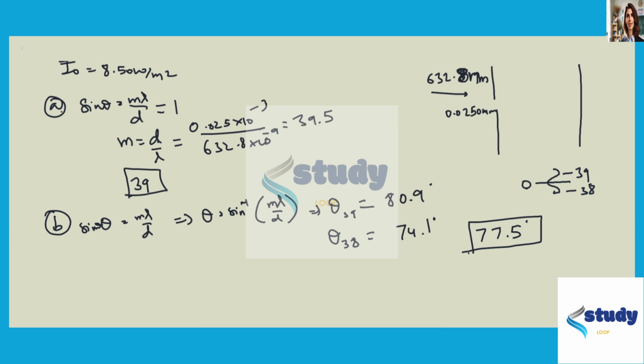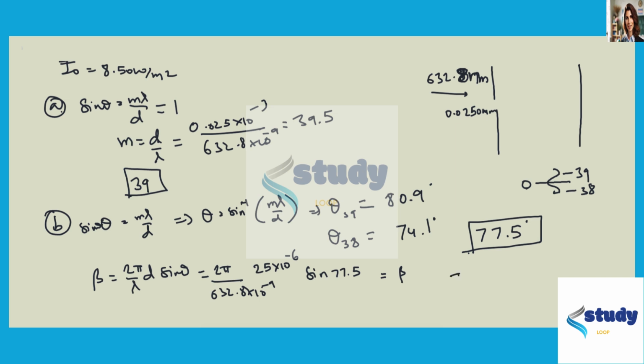Now, at this angle, we know that beta is equal to 2 pi by lambda d sine theta. So that is 2 pi by 632.8 into 10 power minus 9 into this d, which is 25 into 10 power minus 6 sine theta, which is sine 77.5, which turns out to be a very large number. Let's call this beta.